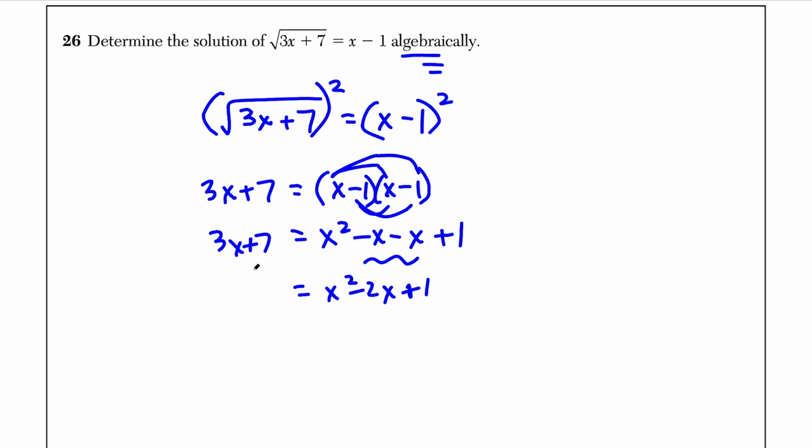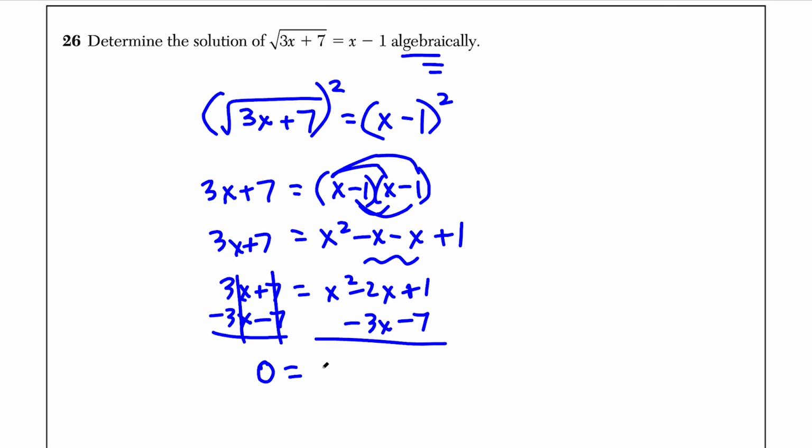And now from this step, we have a quadratic equation, but we need to get everything on one side. So I'm going to move this stuff to the right. I'm going to do minus 3x on both sides. And in one step here, we could do minus 7 like this. Okay, so you can do more than one step of algebra in one line here. So we have 3x minus 3x canceling and 7 minus 7, leaving us with just 0. And now we have x squared minus 2x minus 3x makes minus 5x. And then we have 1 minus 7 is minus 6.